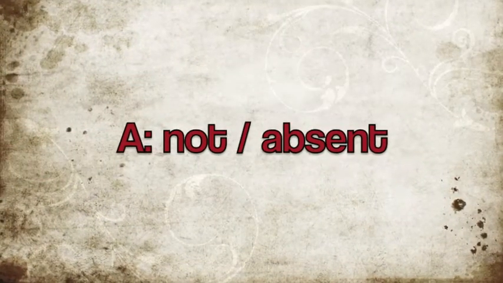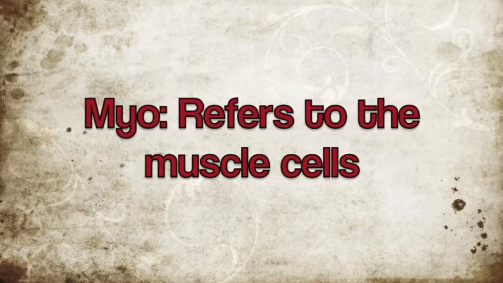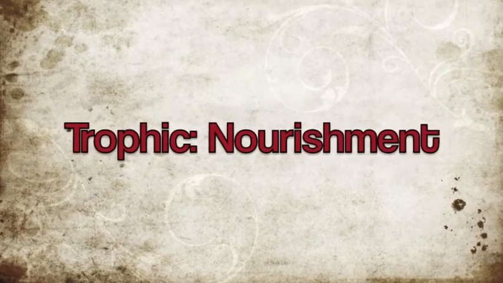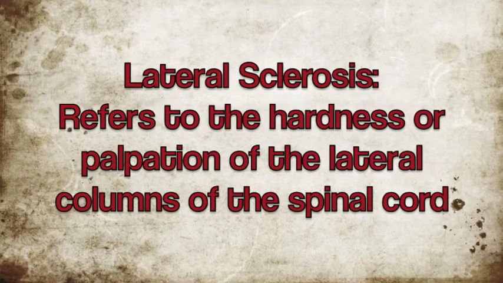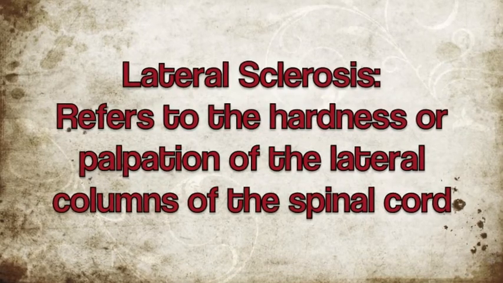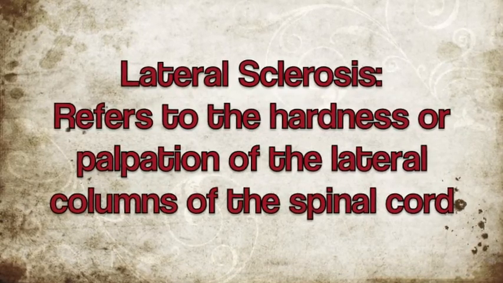A stands for not or absent. Myo refers to the muscle cells. Trophic refers to nourishment. And lateral sclerosis refers to the hardness or palpations of the lateral columns of the spinal cord.